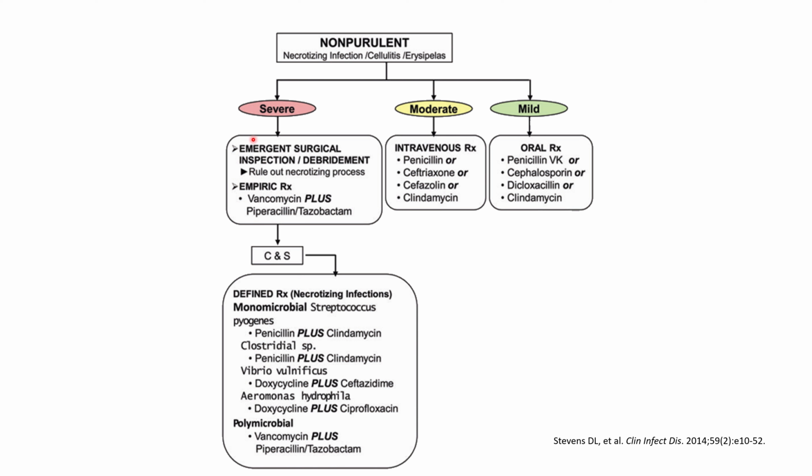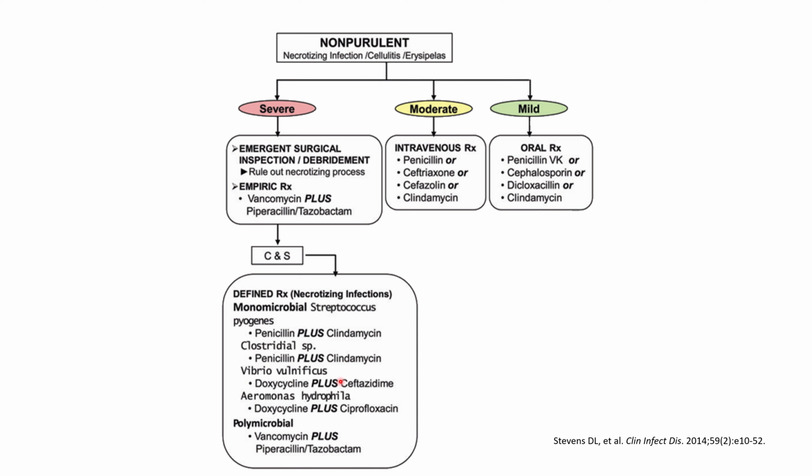Necrotizing fasciitis specifically will be under severe. So empirically, you want broad spectrum coverage. But then I want to bring your attention to the pathogen-directed part. Once your culture and susceptibility results are back, you can de-escalate from broad spectrum to pathogen-directed. So if it's Streptococcus pyogenes, we mentioned penicillin and clindamycin. If it's clostridial, penicillin and clindamycin.